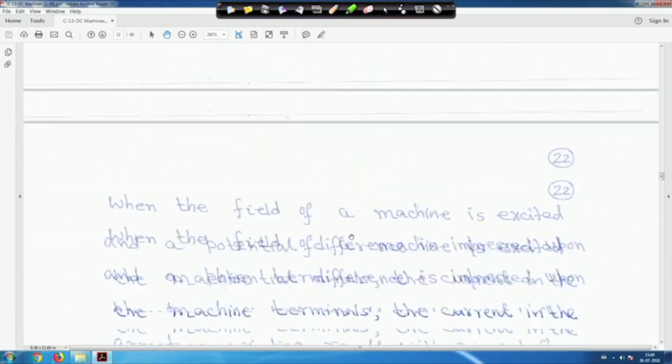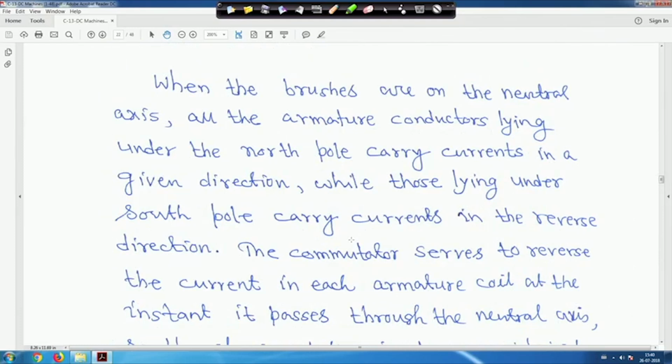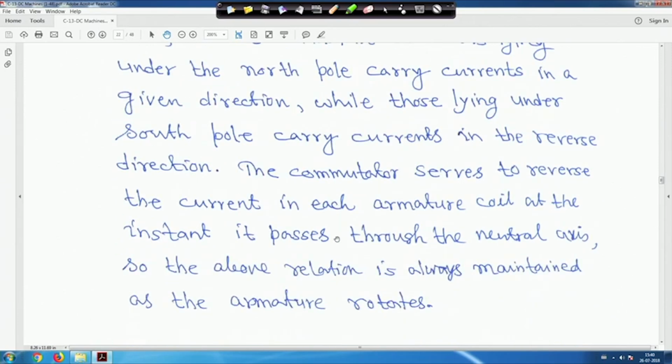In a DC machine you have several commutator segments, if you see an open DC machine. In that case, as I just told, the coil passes through the neutral axis, so that the above relation is always maintained as the armature rotates, right. So, the commutator serves to reverse the current in each armature coil, right.